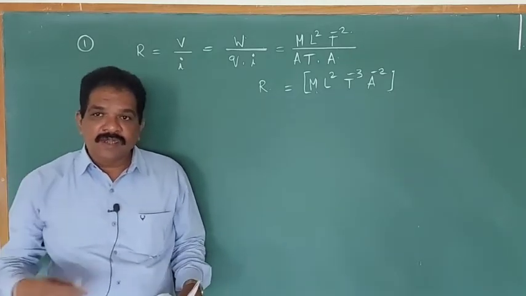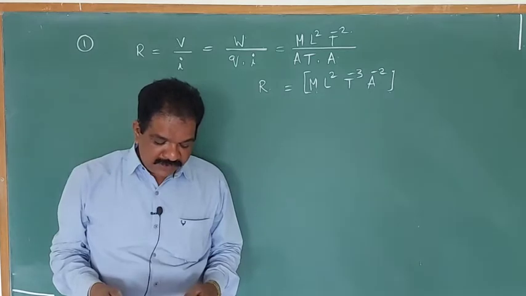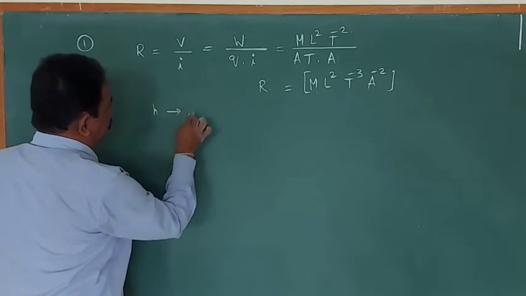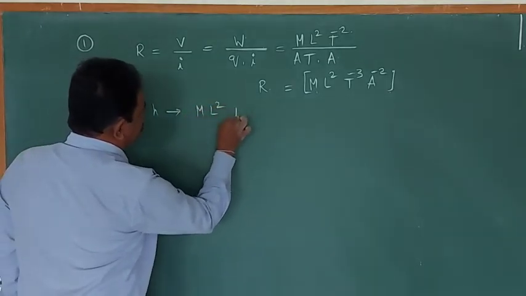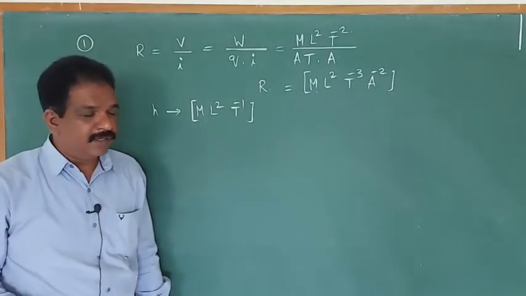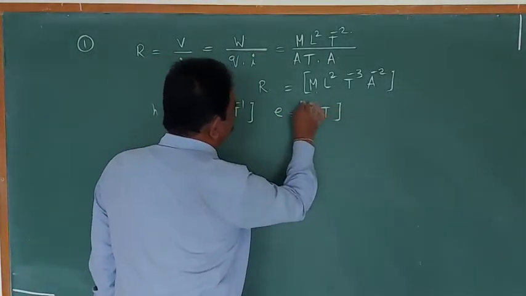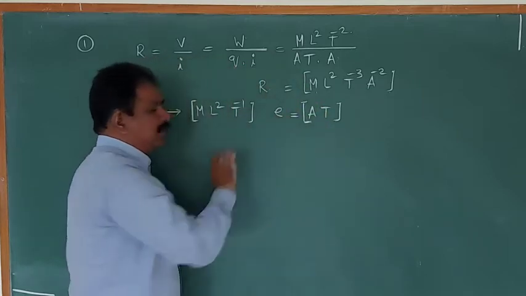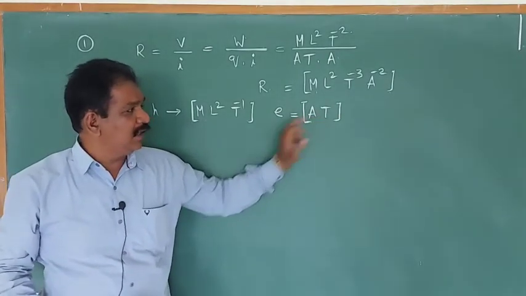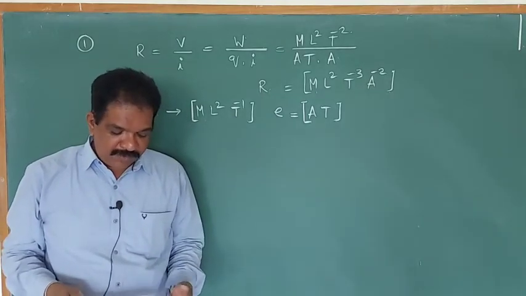Given 4 options are there. In that, one quantity will have the same dimensions. What is that quantity? They are asking. H they gave. H is Planck's constant. Planck's constant dimensional formula will be ML square T power minus 1. E will be the charge. Charge we can represent with Q, we can represent with e, electron charge. All will have the same dimensions of AT. Okay? You have to check each and every option. What will be the correct option?